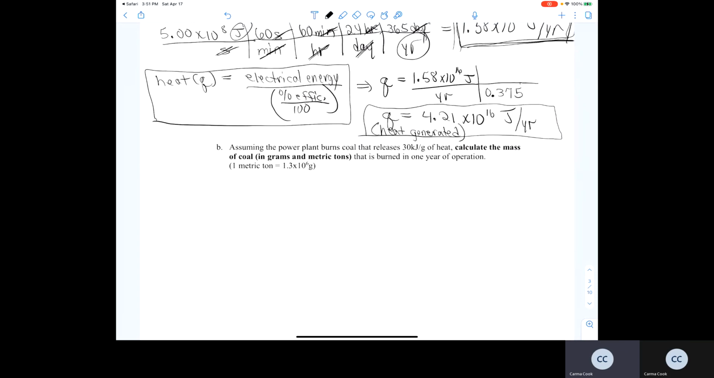Part B, assuming that the power plant burns coal and coal releases 30 kilojoules per gram of heat. Calculate the mass of coal in grams and in metric tons that is burned in 1 year of operation.